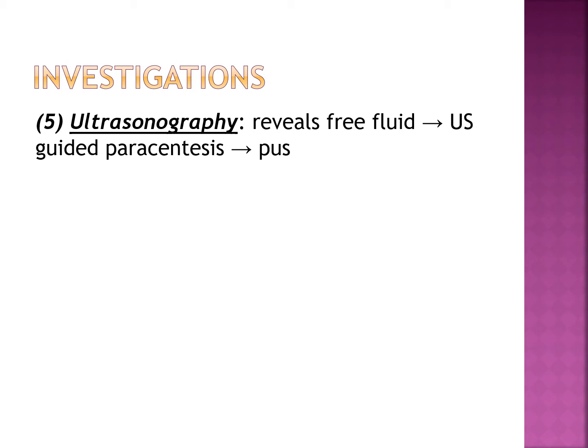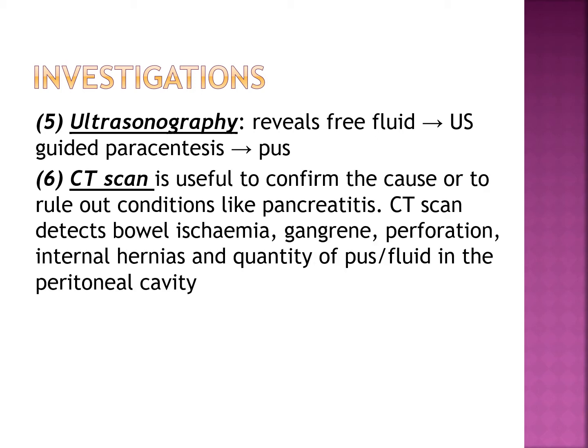And if ultrasonography cannot diagnose the cause, we can use a CT scan with IV and enteral dyes, which can confirm the cause of acute peritonitis, or can also be helpful to exclude causes like acute pancreatitis, as the treatment is essentially conservative in cases of acute pancreatitis. CT scan can also diagnose the presence of bowel ischemia, gangrene, perforation, internal hernias. It can detect the amount of pus or fluid in the peritoneal cavity.